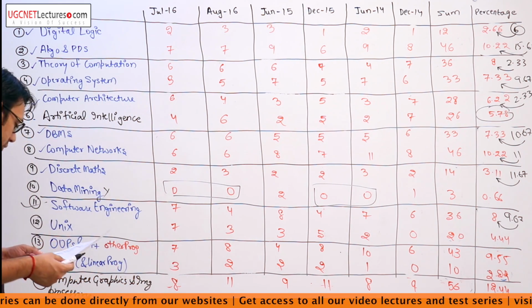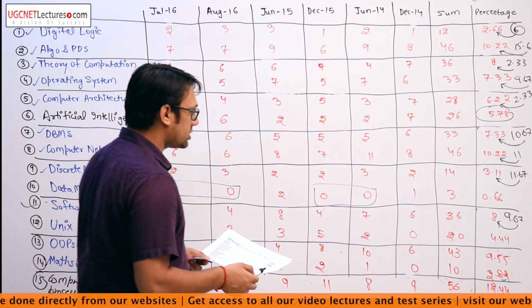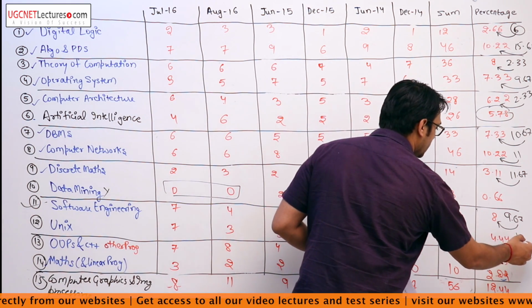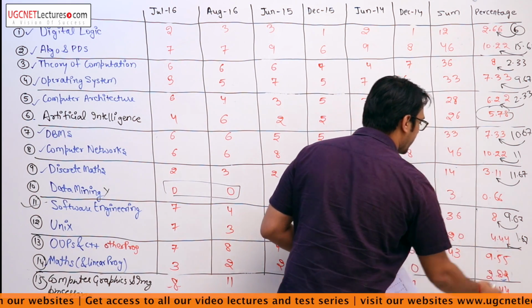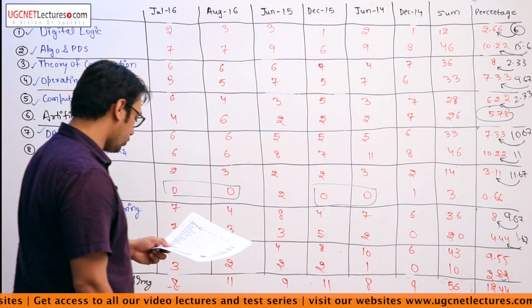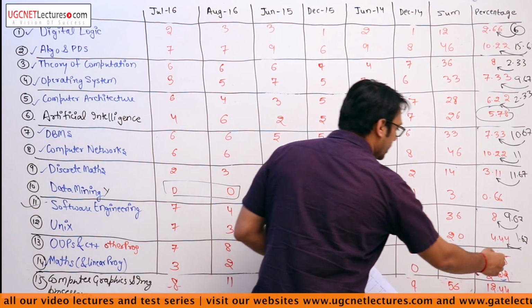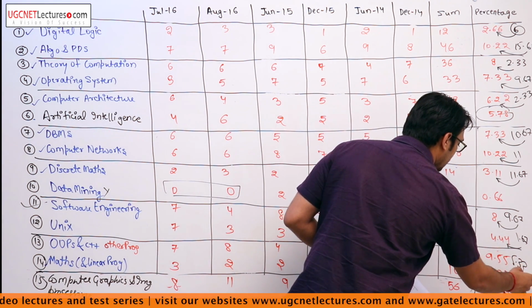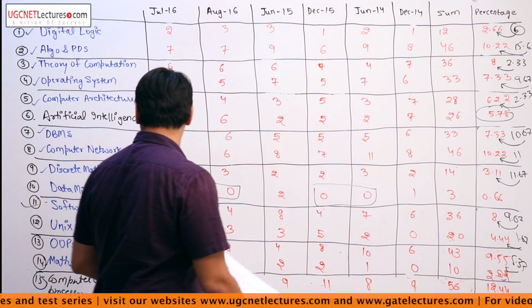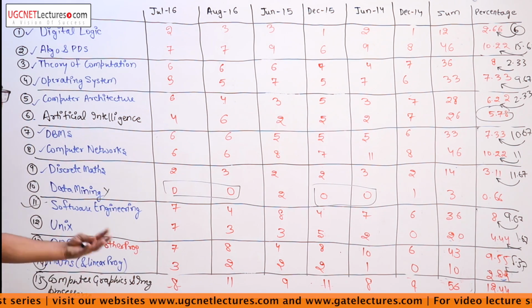Now we have Unix. Unix was initially 1.67%, which is now increased to 4.44%. Then we have OOPS and C++, which was initially 5.33%. Now it has increased from 5.33 to 9.55. That means again here OOPS, C++ and other programming languages.